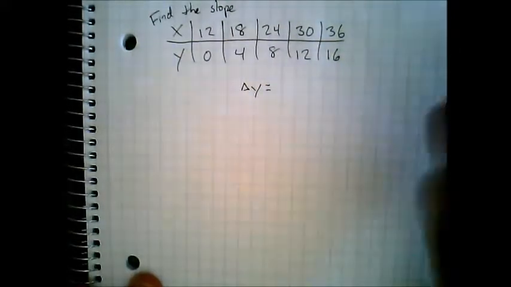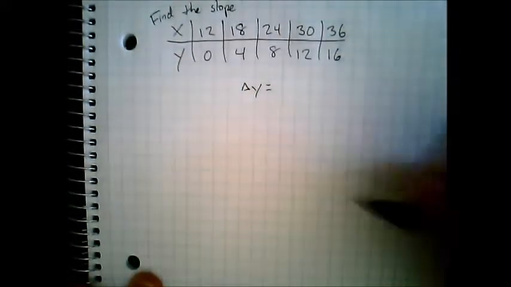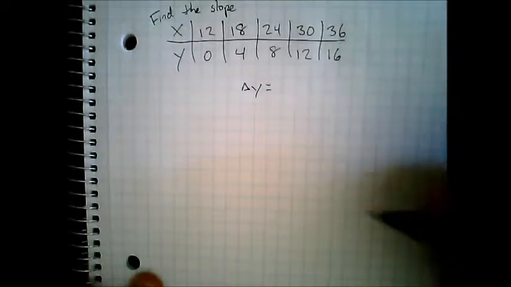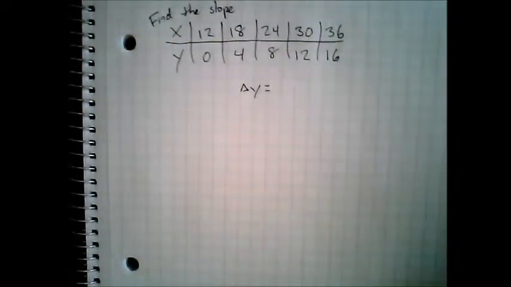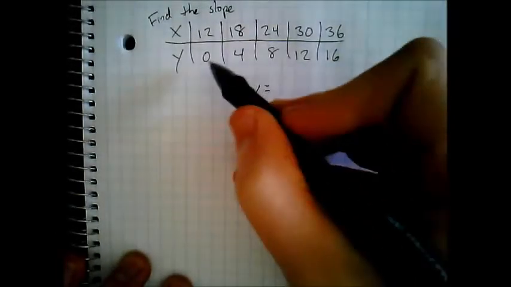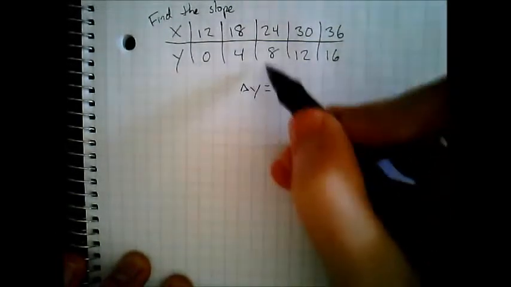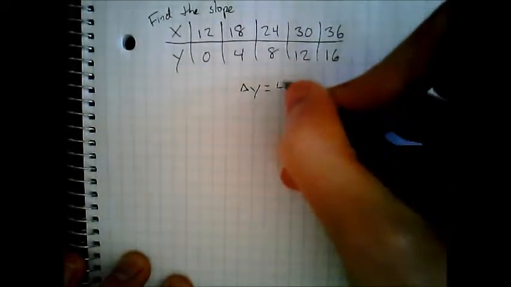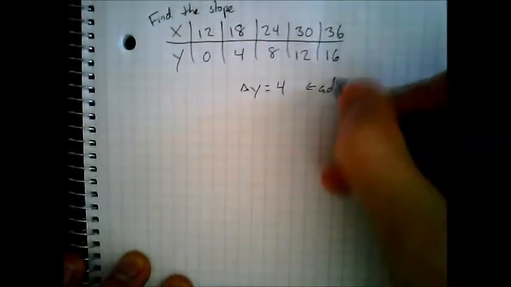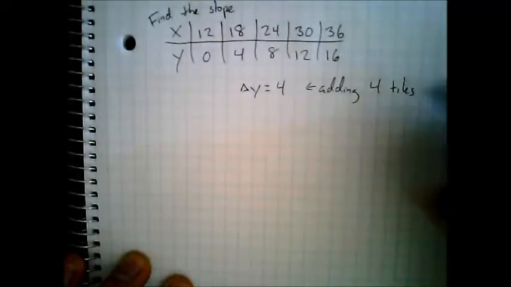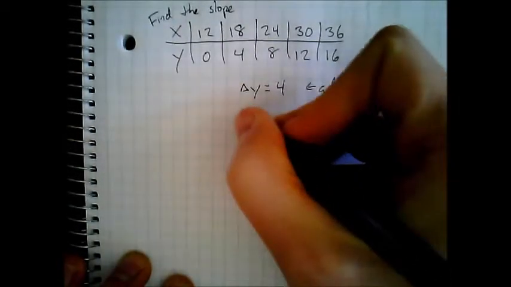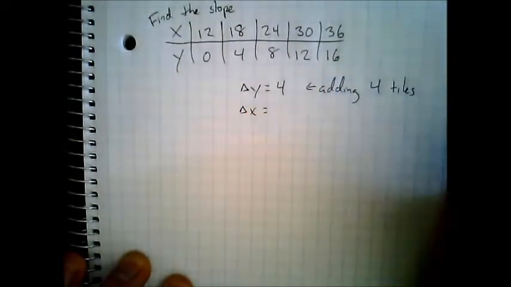Okay, our delta y, again, we ask ourselves how many tiles are we adding? Okay, how many pounds are we gaining? How tall or how much is the tree growing? These are the questions that we ask ourselves. We want to know our delta y. Well, we see our y's are changing by adding 4. So we're adding 4 tiles.